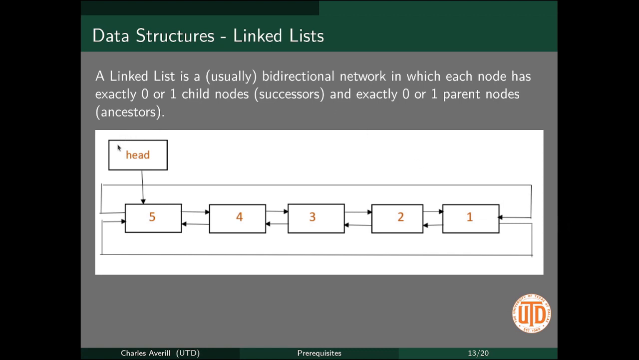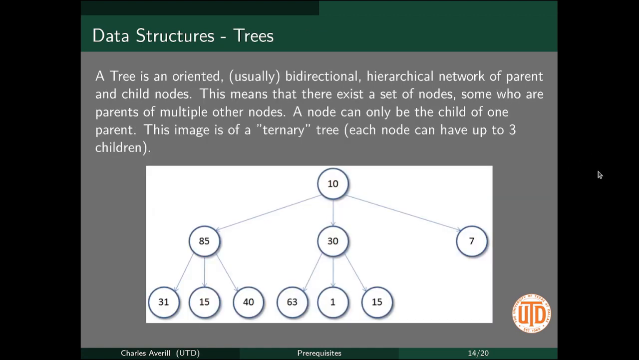And then we're usually going to have a head pointer that points to whichever object is the front of the list. Sometimes we might have a tail that points to the back of the list, but that's not super important because whichever object is at the head, if it's a doubly linked list, then it's going to be able to point back to the tail. So that's a linked list.